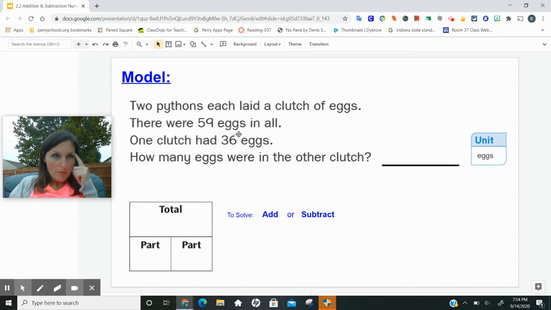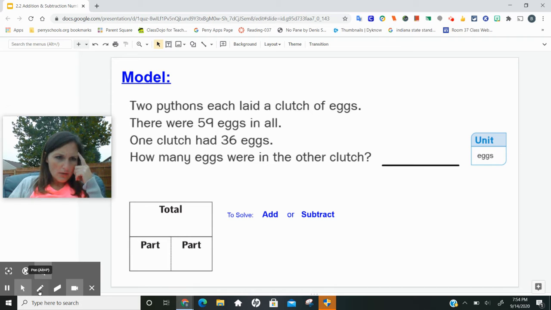Ooh, I'm going to try to remember that. That's an important word. All right, it says one clutch had 36 eggs. So when we think of a clutch, that means the total number of eggs that were laid all at once. Okay, so 59 eggs in all. One of them had 36. How many eggs were in the other clutch? Okay, so two pythons. One python had 36, and I'm trying to figure out what the other one had.